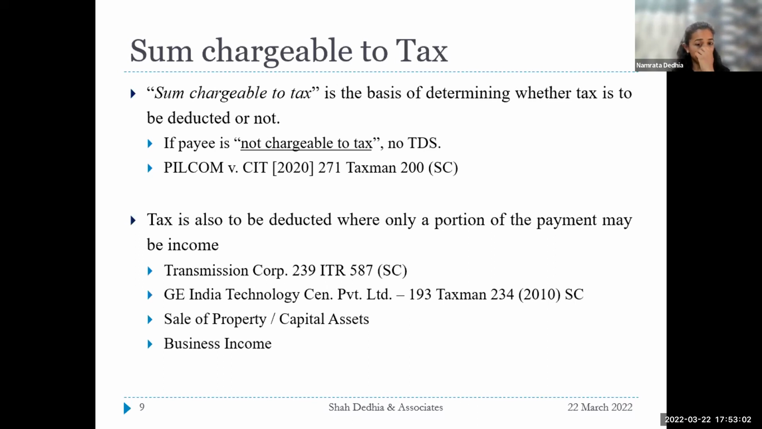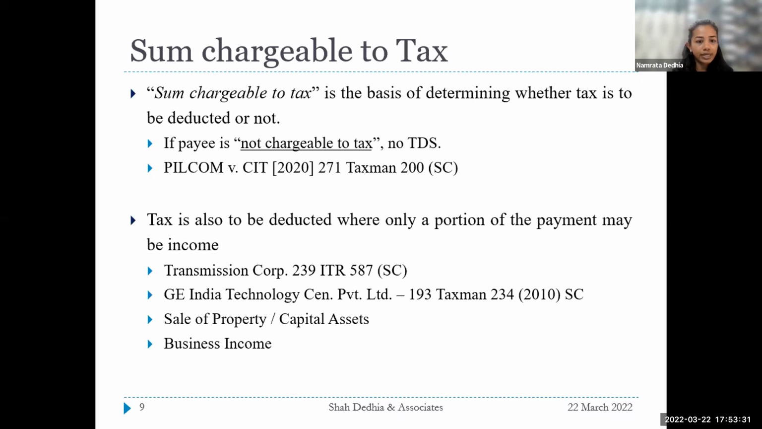So we have several Supreme Court judgments, Transmission Corporation, GE India, which say that where the whole of the amount is not taxable, then you will not deduct TDS on that gross amount. You will determine the amount which is taxable, and based on that determination, you will then discharge the TDS obligations.